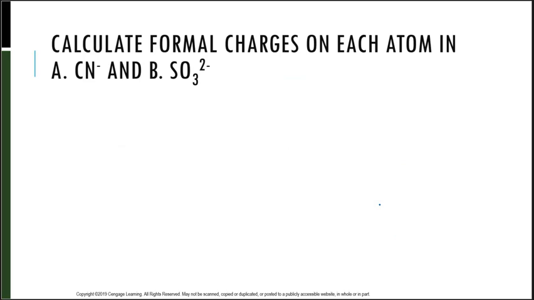Let's find the formal charges of each atom in cyanide and carbonate. Why don't you pause? We need to first draw the electron dot diagram. See if you can do that for A and B.